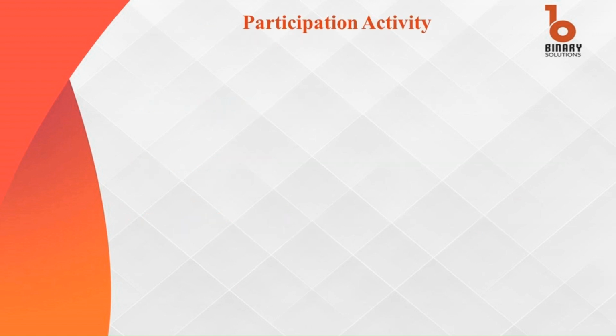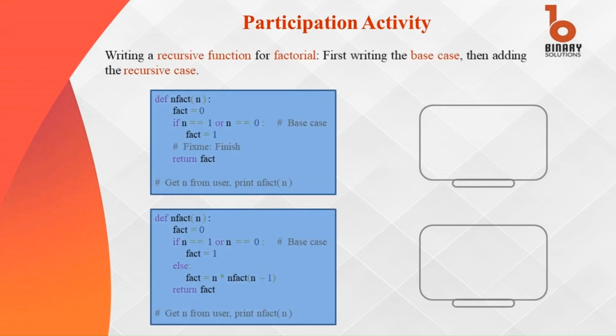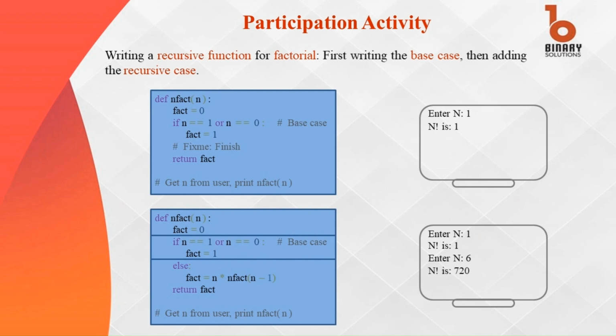In this example program, we define a recursive function to calculate the factorial of a number n. First, the base case is established, where if n is 0 or 1, the factorial is set to 1, ensuring the recursion stops. In the second step, the recursive case is added, where the function multiplies n by the result of n fact, gradually reducing n until it reaches the base case.